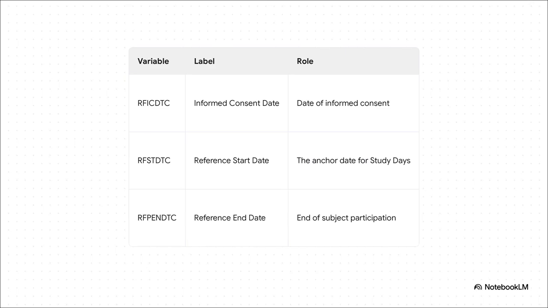Now these variables define time. They frame the subject's entire journey. You've got RFICDTC, the informed consent date, that's the official start line. Then there's RFSTDTC, which becomes the anchor, the day one for calculating all your study days. And finally, RFENDTC, which marks the moment their participation ends. These three dates create the entire temporal backbone for that subject in the trial.